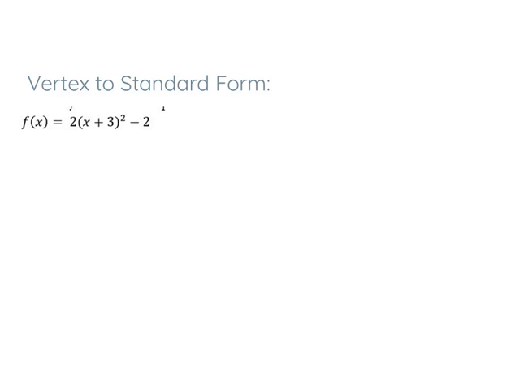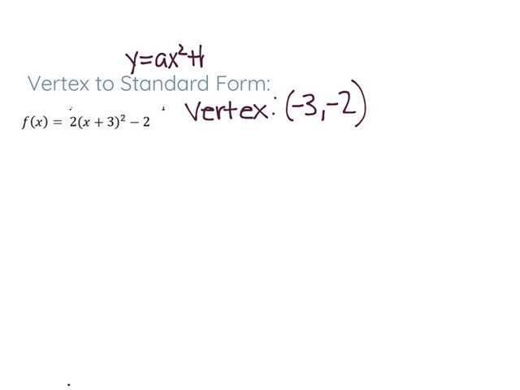So here is an example of an equation that is written in vertex form. So we know that our vertex is -3, -2. So what we want to be able to do is to put this into standard form. And remember, standard form is that y equals ax squared plus bx plus c, like the normal format that we're used to seeing quadratics in.